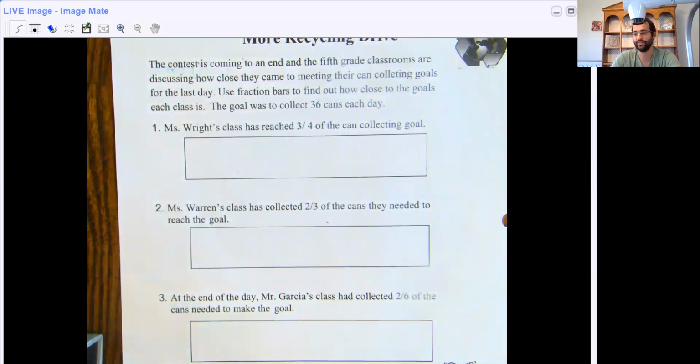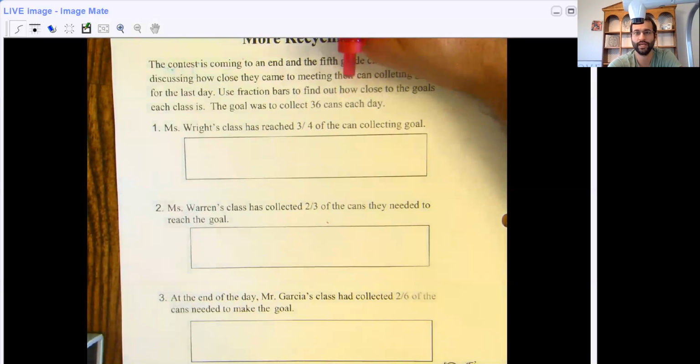So you're looking at pages 9, 11, and 13. Good luck, guys, with your independent work. Make sure you ask your teacher questions if you're unsure.